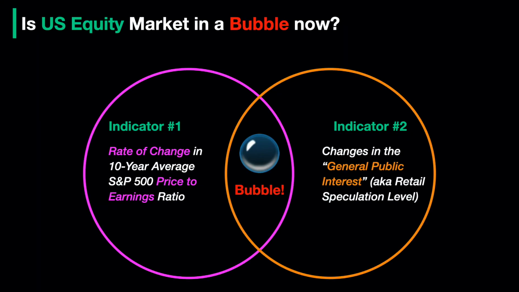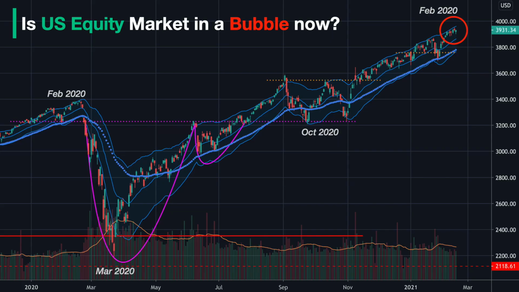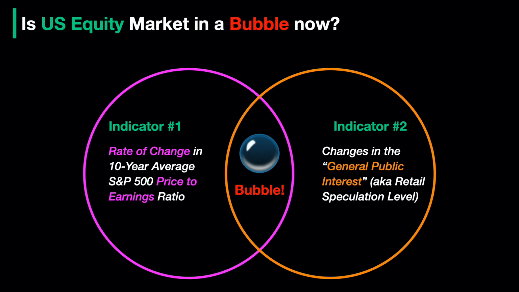So these are the two most simplified but also extremely useful indicators that can help us identify if we're in a stock market bubble or not. Of course, the question everyone wants to ask is, where are we now? Are we really in a new stock market bubble, or is it just an extension of another healthy bull market? Let's take a look at these two indicators and see what they tell us.